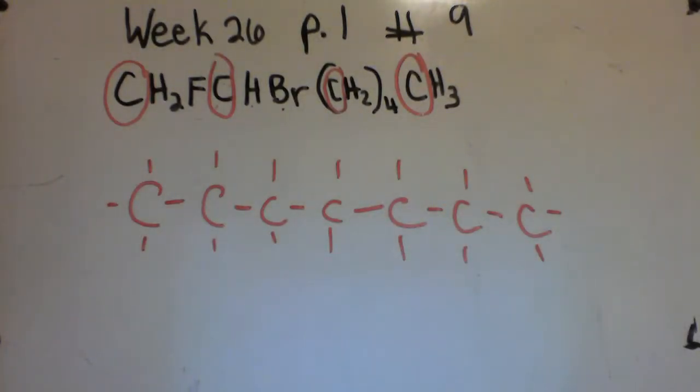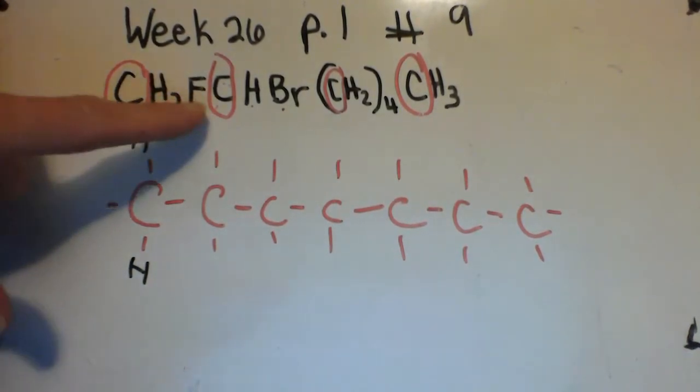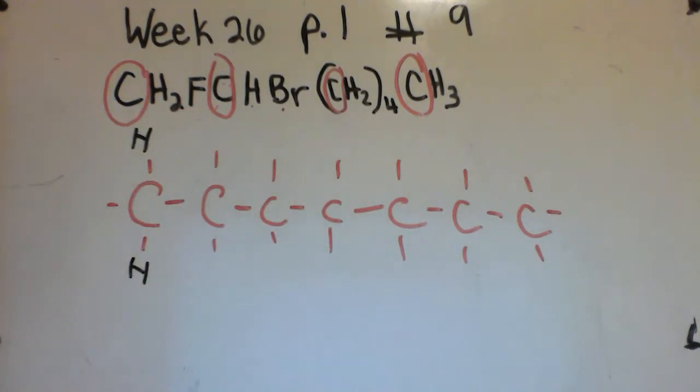Now I'm going to draw all of the hydrogens in black. This first carbon has 2 hydrogens. It also has a fluorine that it's bonded to. I'm going to draw the fluorine in green because we need to know where the halogen atoms are in this chain.